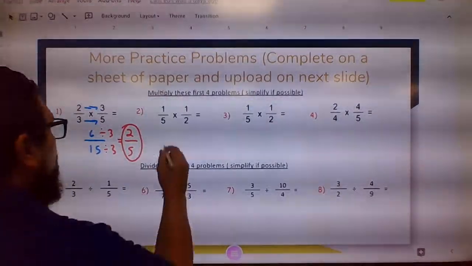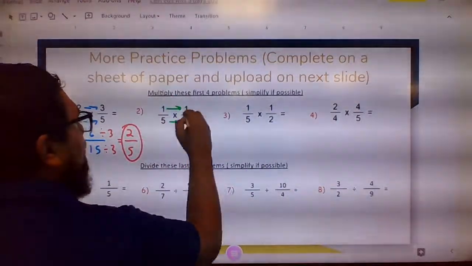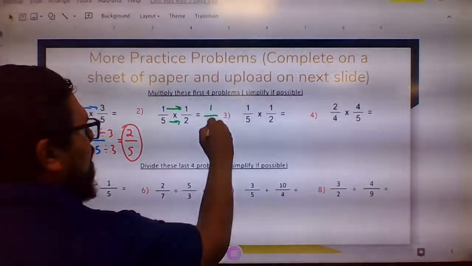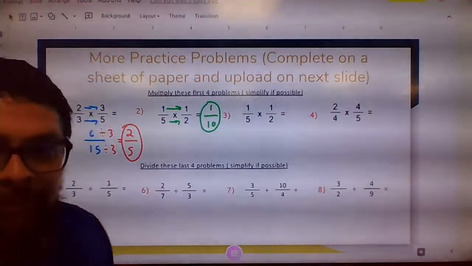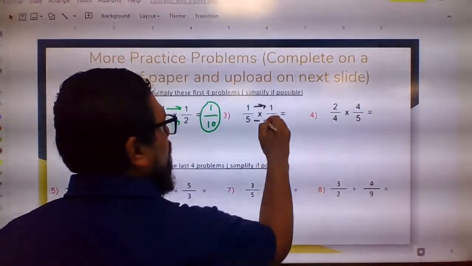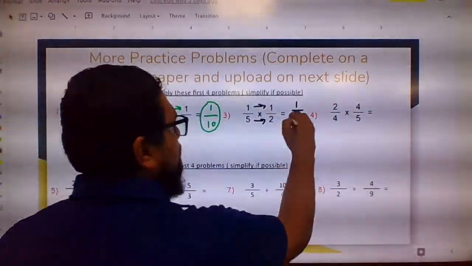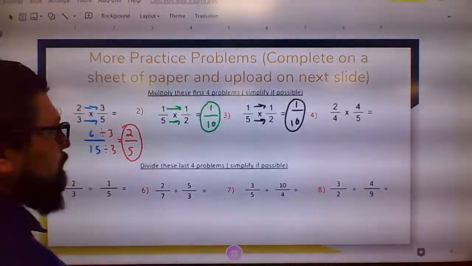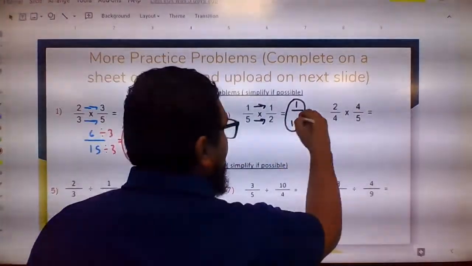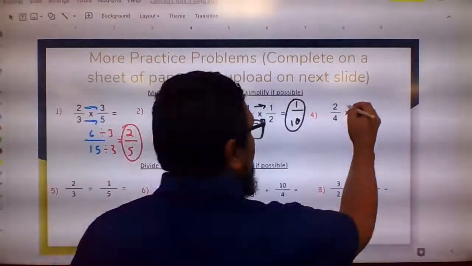Here's number 2. Again, you multiply across because you're just multiplying. 1 times 1 is 1, and 5 times 2 is 10. And there it is, that's your answer. And then for number 3, multiply across because you're just multiplying. 1 times 1 is 1, 5 times 2 is 10. You should have noticed that they were the same one. I did that on purpose, but if you didn't notice it, then okay. And then number 4, again, multiply across.